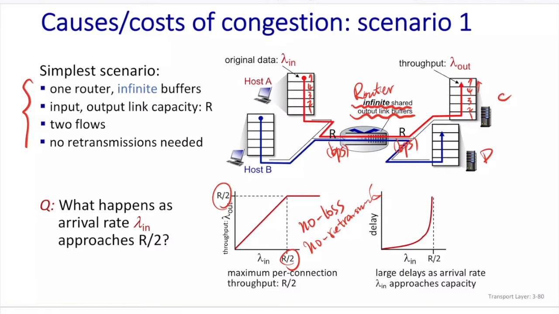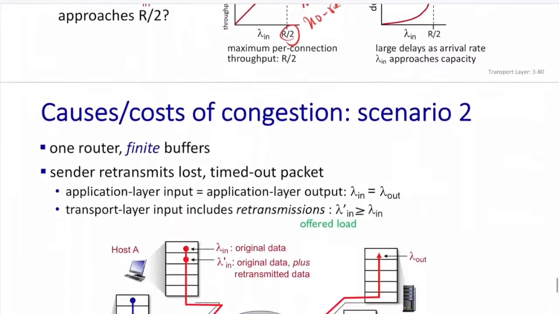Okay, that is the assumption. Very simple scenario 1 right here. We have infinite buffer, we have no loss, we have no retransmission, and the sending rate should be exactly the same as the throughput. Lambda in equals lambda out, and for two connections, each one should have half of the capacity. Okay, that is the definition of scenario number 1.